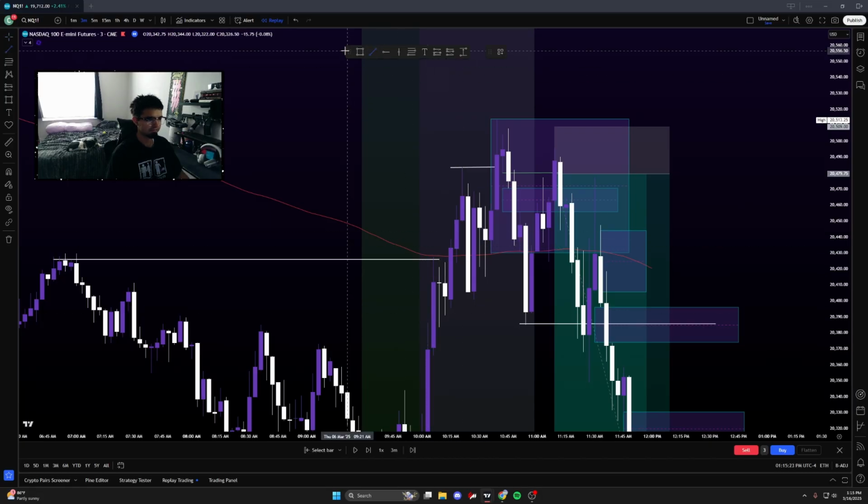Because why? Because price didn't close beneath this low right here. It made a new low. What do we see right here? Price doesn't close beneath this low right here either.